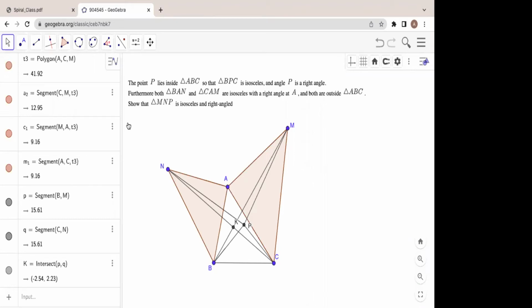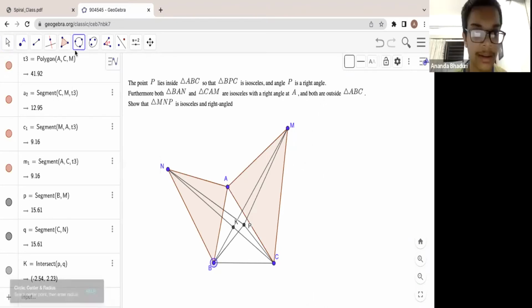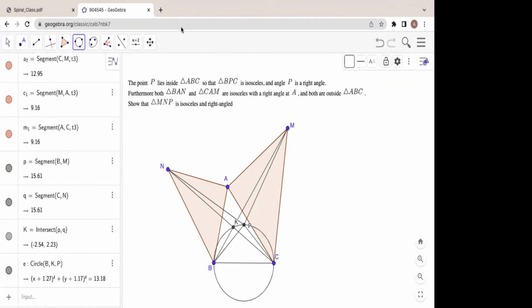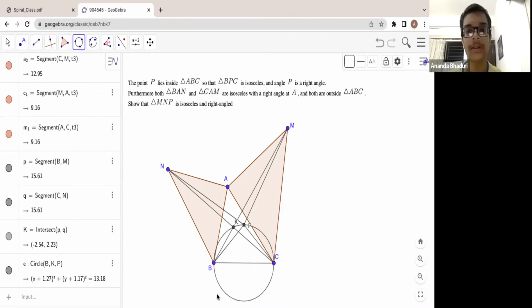So, it says my internet connection is unstable. Can you hear me now? Yeah, okay, fine. That's great.